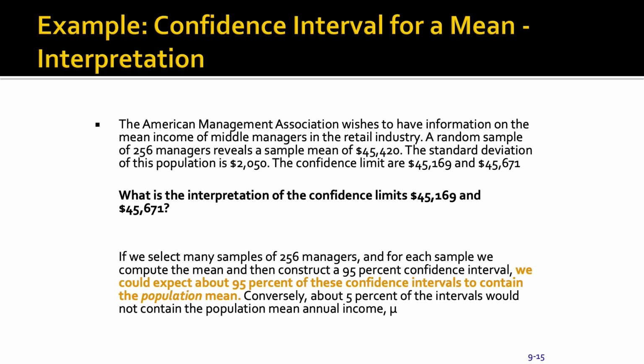So how do we interpret this? If we select many samples, or an infinite number of samples of 256, and for each we compute the mean and construct a 95% confidence interval, we could expect about 95% of those intervals would contain the true population mean. Conversely, 5% would not include the true population mean.